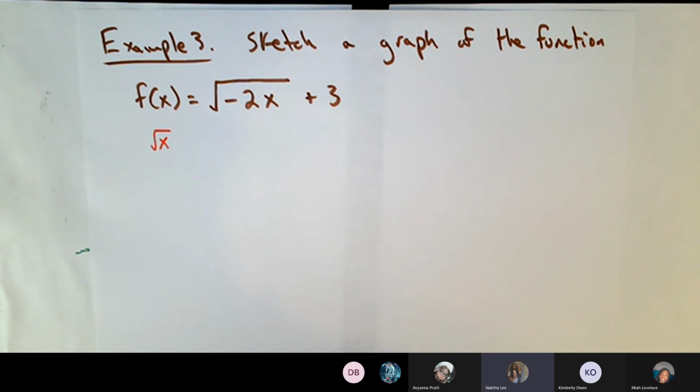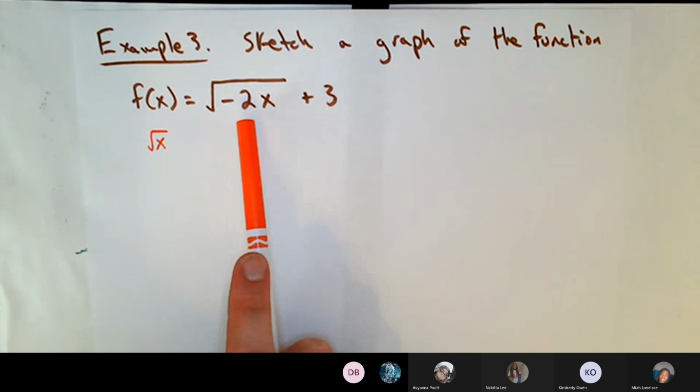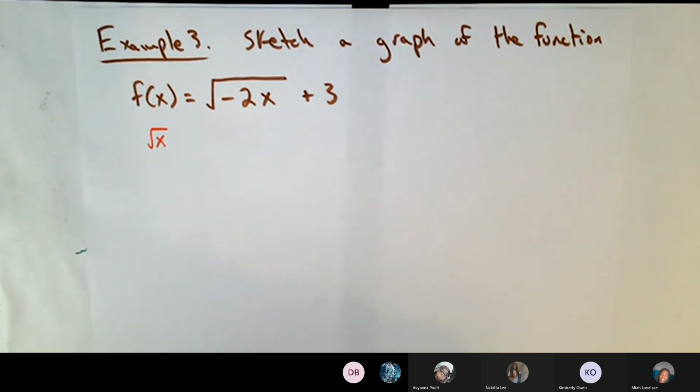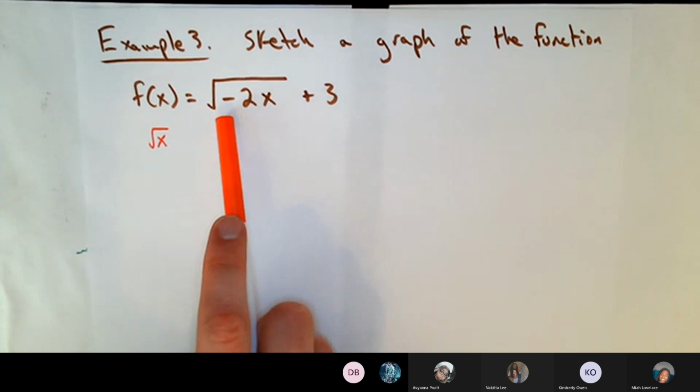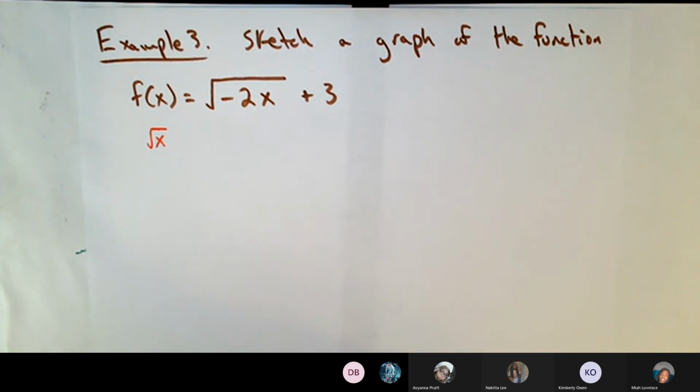I'm sorry, what was the question? Can you name a transformation that would come from this function? No, I can't. Okay, that's okay. Makira, any idea what the negative 2 or the plus 3 would do?